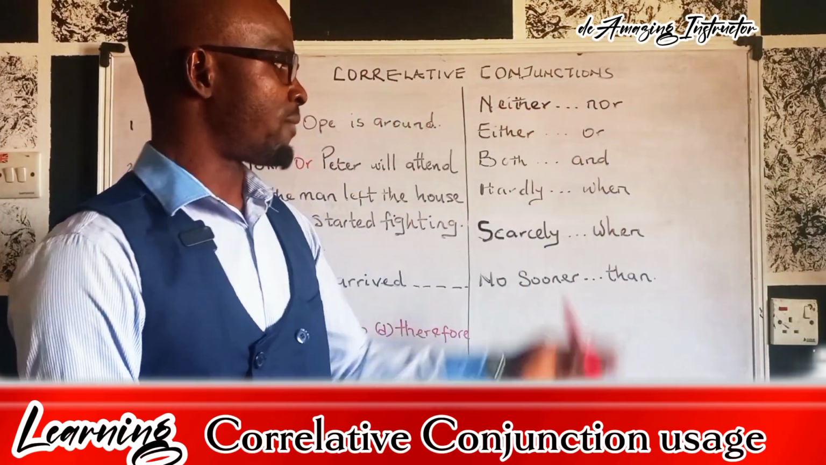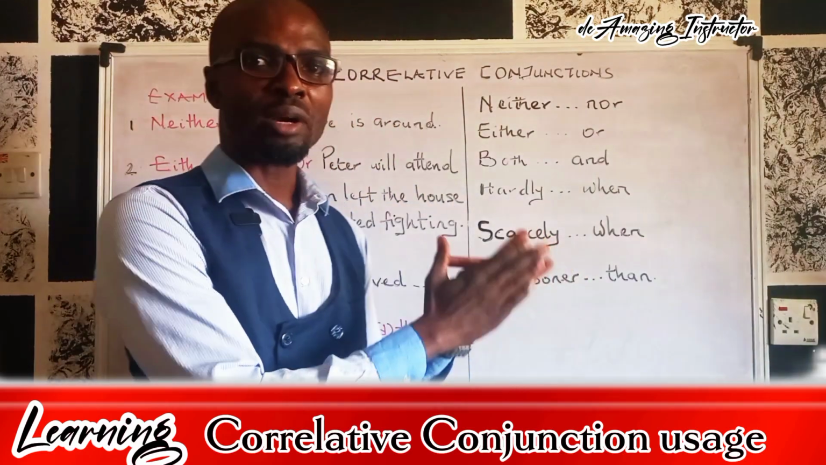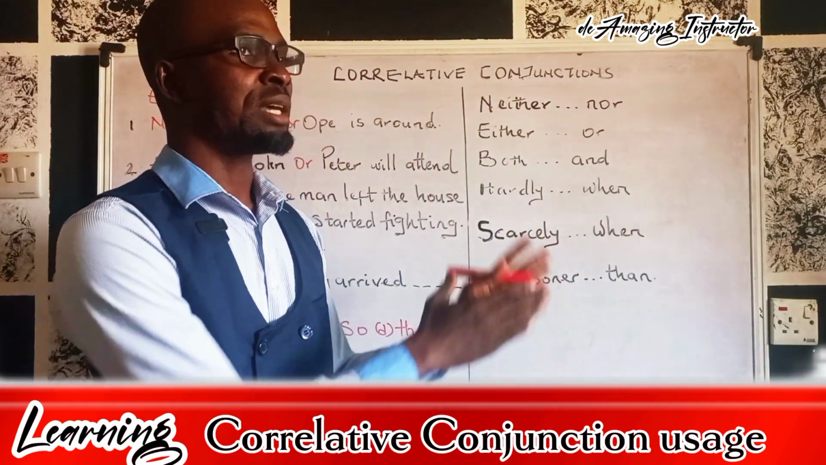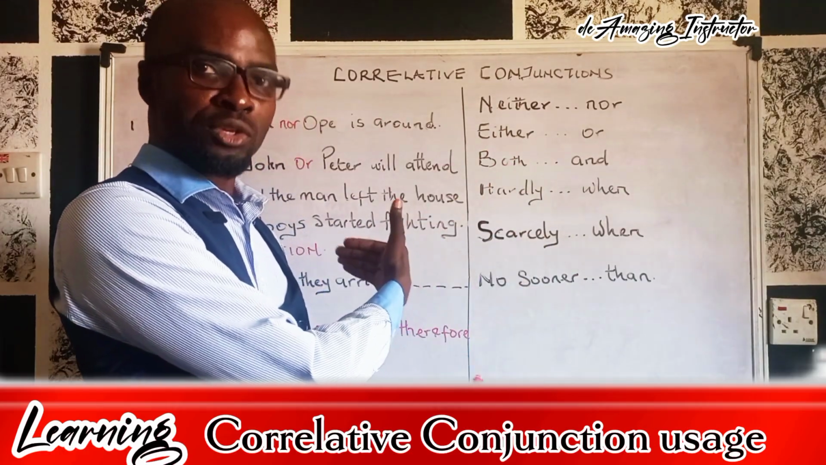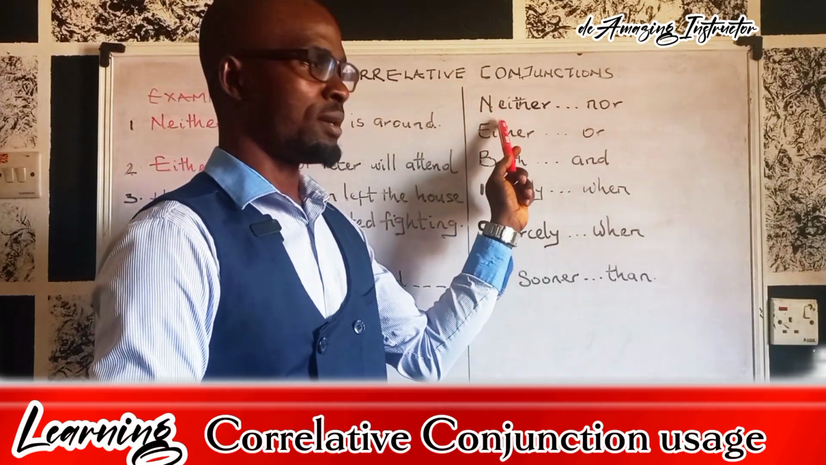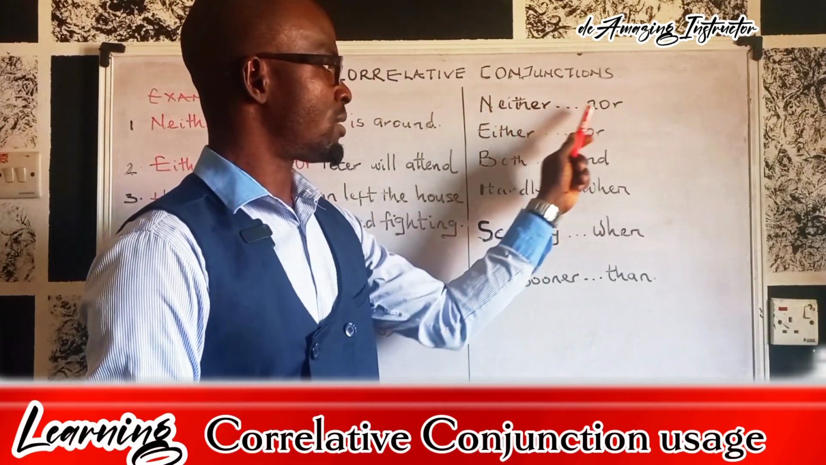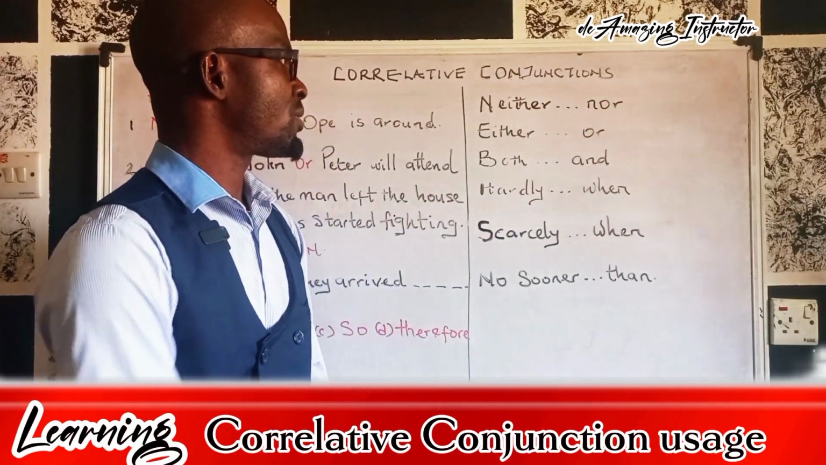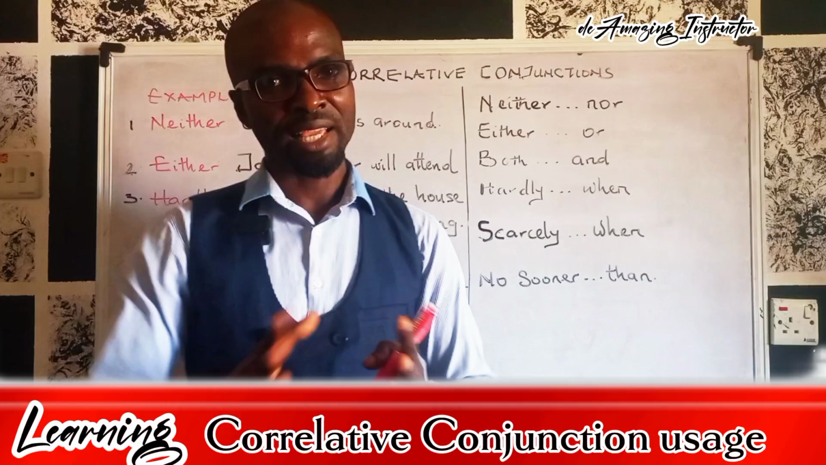Now we have here a few examples of correlative conjunctions, and we're going to look at them and illustrate their usage here. Now the first here is neither, nor. Take note, neither, nor indicates negative.